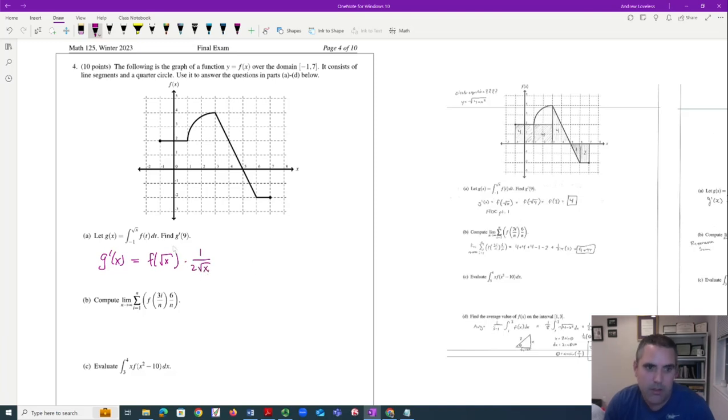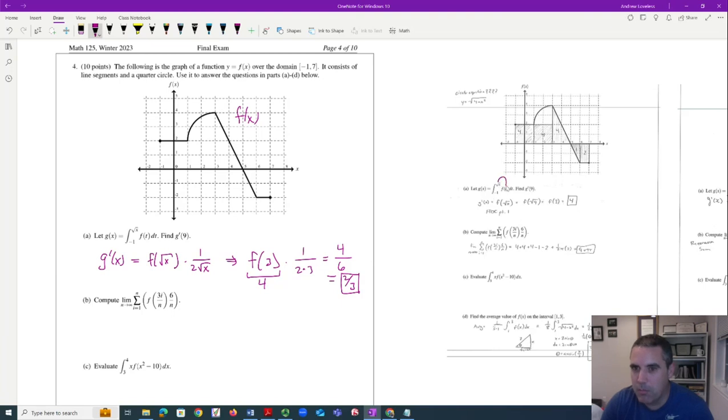Just write it down, then plug in a 9 like it says. If we plug in a 9 to that, we're going to get f of 3, square root of 9, times 1 over 2 times 3. This function is f, so f of 3 is the height at 3, which is 4. So this whole thing should be 4 over 6, which is 2/3. So I think people just panic when they see this.